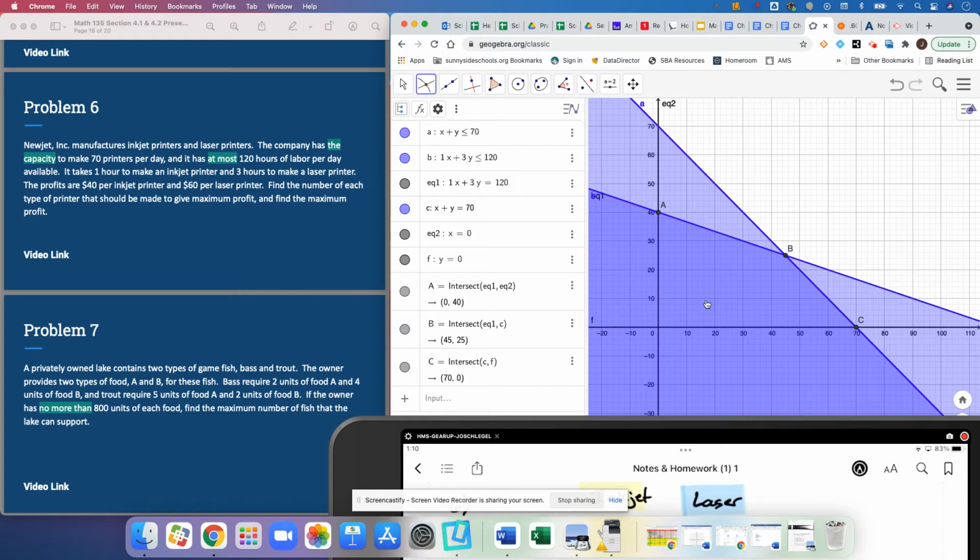We have 0, 40. This means we would produce 0 inkjet and 40 laser. We have 45, 25, meaning we would produce 45 inkjet and 25 laser. And then lastly, we have 70, 0, meaning 70 inkjet and 0 laser.